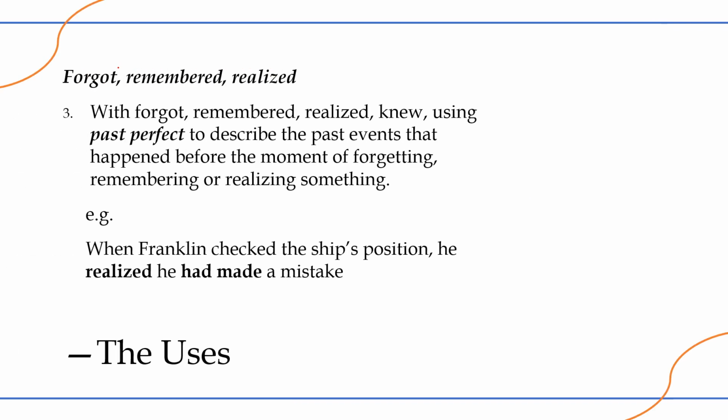When you want to use forgot, remembered, realized, and also knew here, use past perfect to describe the past events that happened before the moment of forgetting, remembering, or realizing something. For example, when Franklin checked the ship's position, he realized he had made a mistake. So when you use realize here, you can use past perfect to describe the event that happened before the moment of realizing something.